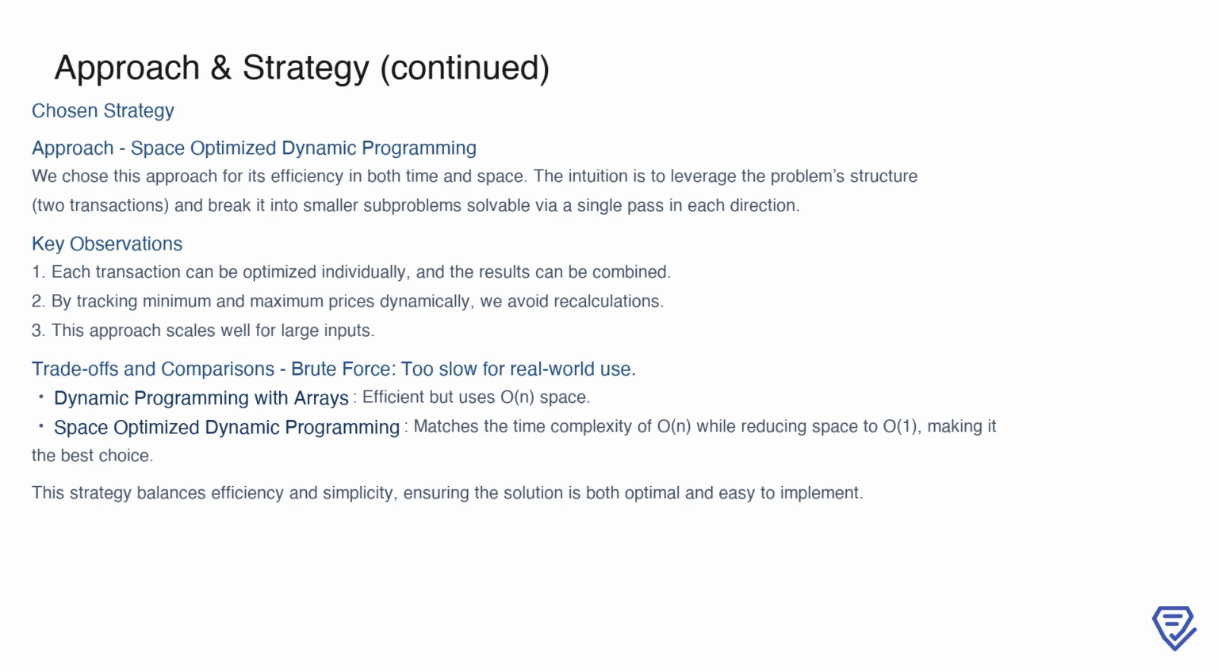In the second pass, moving from right to left, we track the maximum price while simultaneously calculating the combined profit of the first and second transactions in real time. This eliminates the need for extra space, reducing the space complexity to O(1), while maintaining the same O(n) time complexity. This strategy is particularly well suited for large datasets due to its efficiency and simplicity.